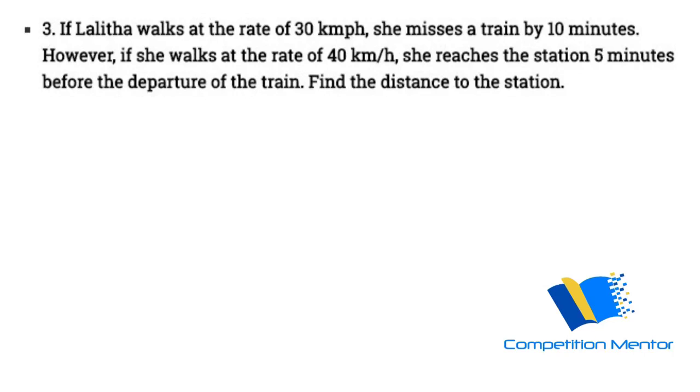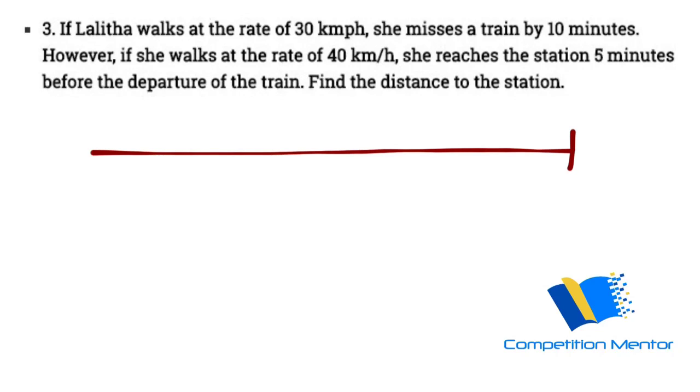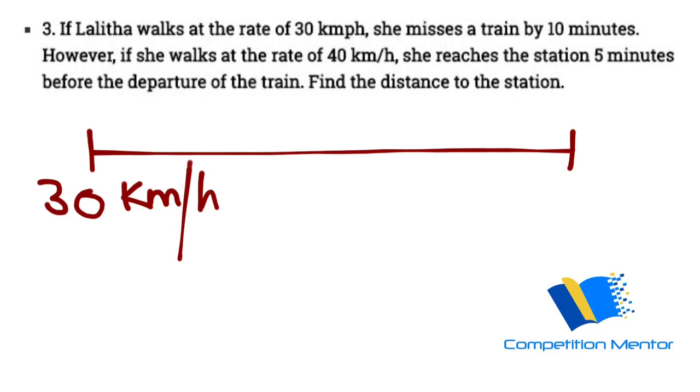So this is the question, and now we'll try to solve it using, again, our same method of proportionality. So let's see what we do. Here one thing is again common: the distance is constant, right? She is just varying her speed, and because of that there is some change in the time she reaches. When she walks at the rate of 30 km per hour, she misses the train, so she is late by 10 minutes, right?